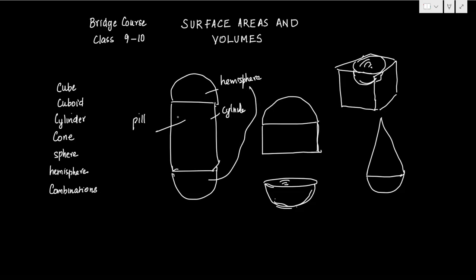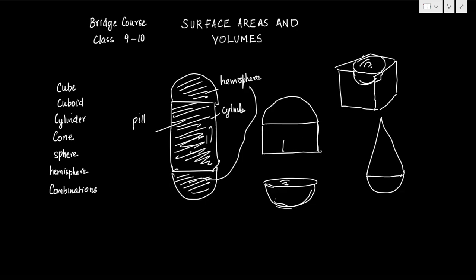So to calculate the volume, you calculate the volume of the cylinder, and then you calculate the volume of the hemisphere separately, you add them together. If you want the surface area, you calculate the curved surface area or the lateral surface area of the cylinder, and then the surface area of the hemisphere and the surface area of this hemisphere, you add them together.